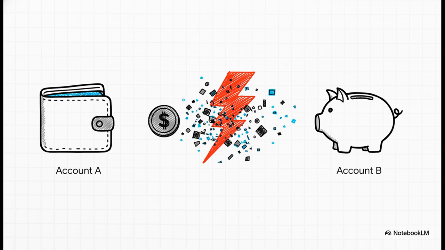If the process fails after the money's been deducted, but before it's been added to the other side, that 100 rupees is just gone. It's not in account A anymore, but it never made it to account B. That's a huge problem, and it's exactly what we need to prevent.